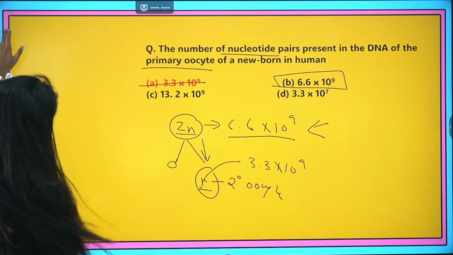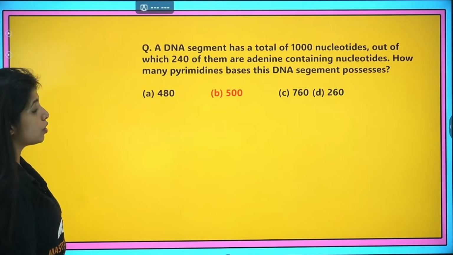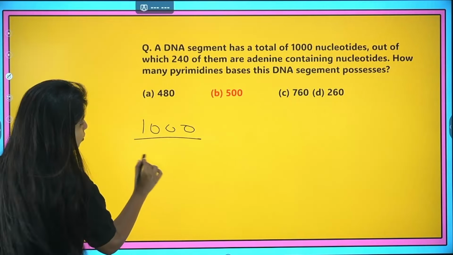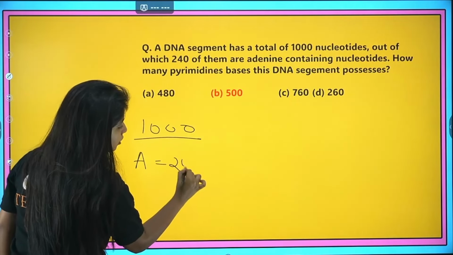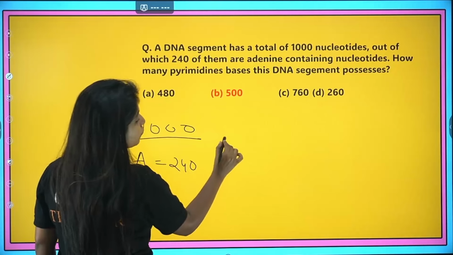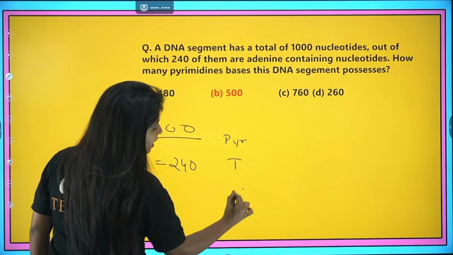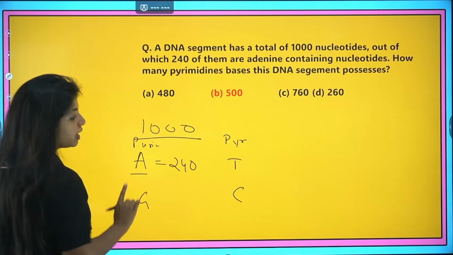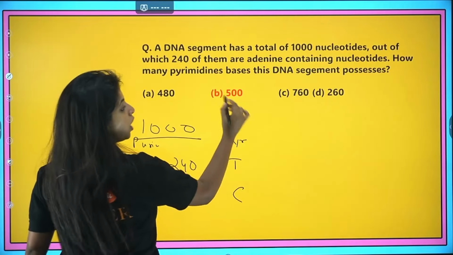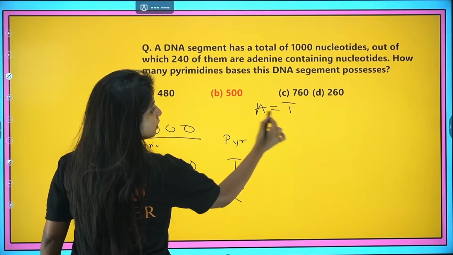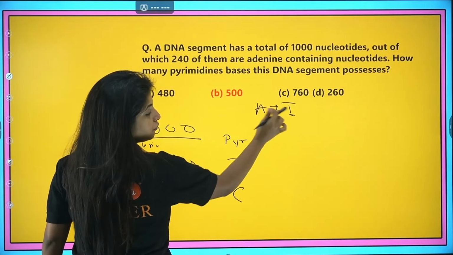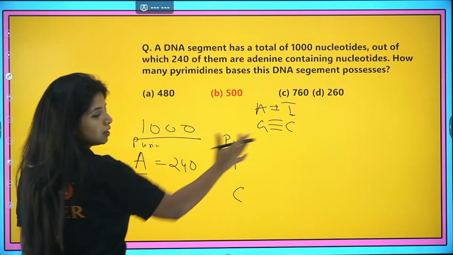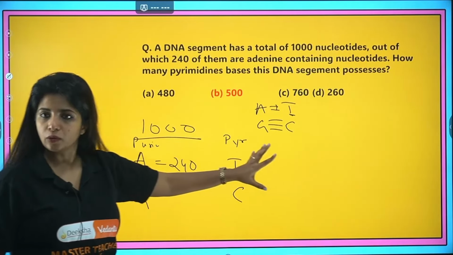Going ahead, the DNA segment has a total of 1000 nucleotides, out of which 240 of them are adenine. What you have to find out is the number of pyrimidines. What are pyrimidines? Thymine as well as cytosine. How can you find it? You should know the purines. Purines are adenine as well as guanine. I hope you know that adenine base pairs with thymine. How many bonds? Two. So you can remember T for 2, and here 2 hydrogen bonds are there. G and C, because they look very similar to each other, they are very closely bonded, they have 3 bonds out there. You can remember it like that.